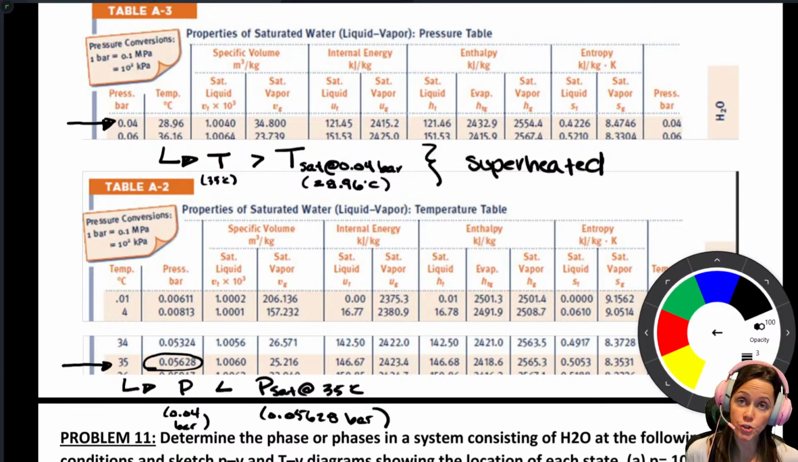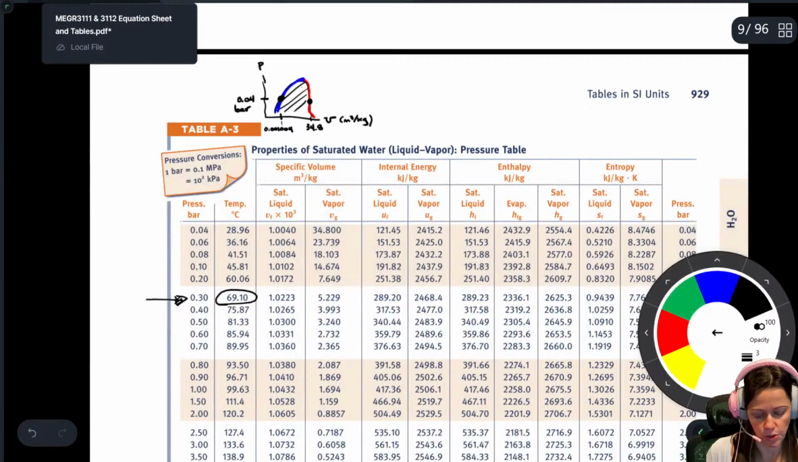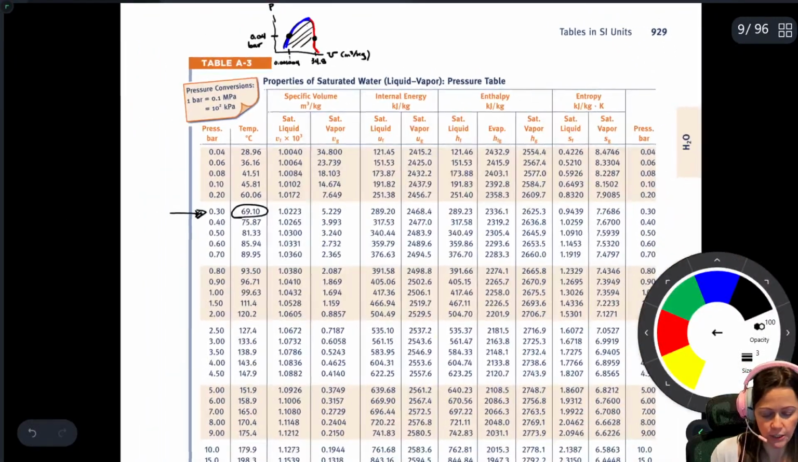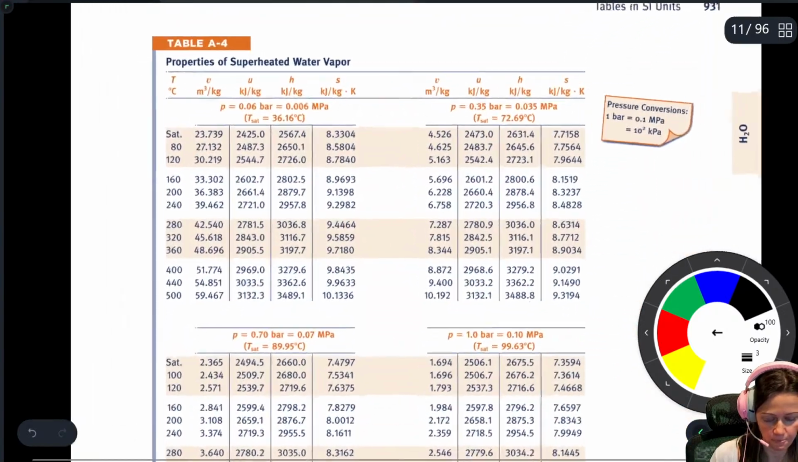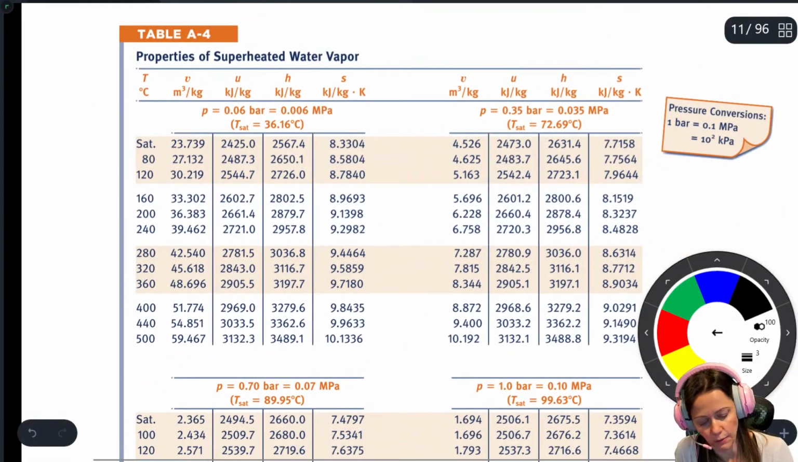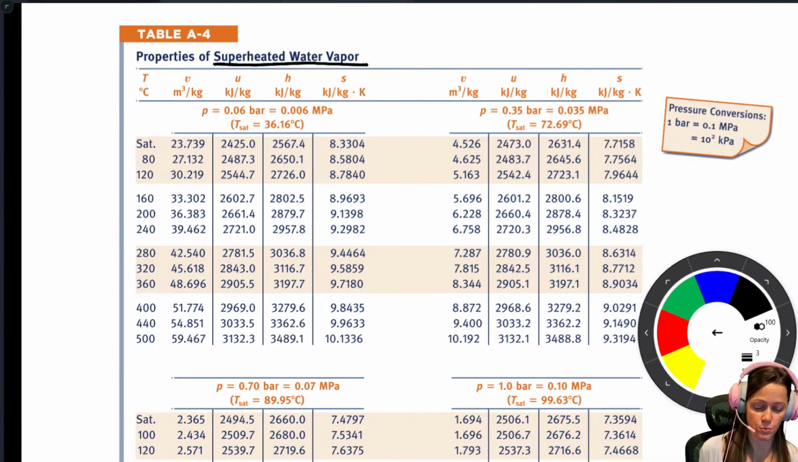We haven't looked at the superheated tables yet in class, so let's go look at those and see where they are. Those are table A4, so I just need to keep on scrolling here. There we go. So table A4, this is superheated water vapor. And you can see these are a little bit more simple to read, because you just need to know the pressure and all of the information. It's organized in blocks of pressure, so you just need to go to the block that has your pressure on it.